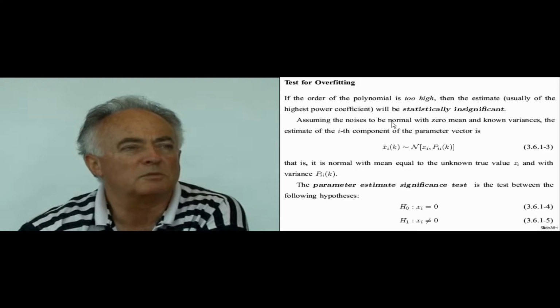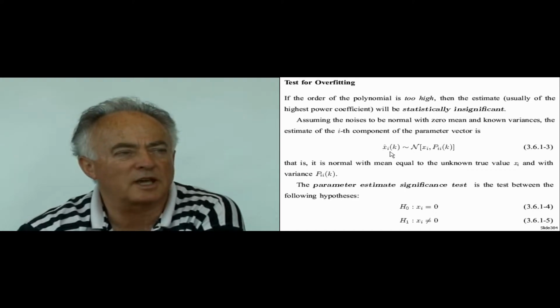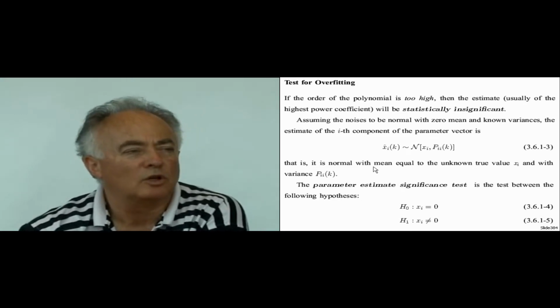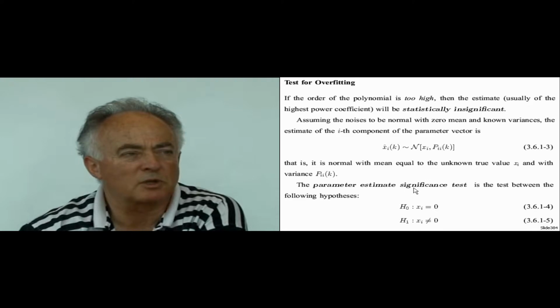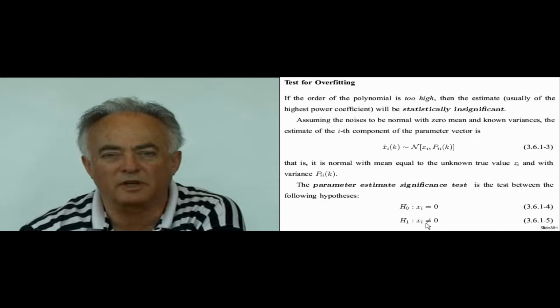Assuming the noise is normal with zero mean and known variances, the estimate of the ith component of the parameter vector, x_i hat, would be Gaussian, with mean x_i and some covariance P_ii. Now, the significance test of such a parameter estimate x hat would be the test between the two hypotheses. First is simple, second is really not simple. H0 that x_i is 0 and H1 that x_i is non-zero. So the first case means there is no parameter number i. Second, yes, there is a non-zero value for it.